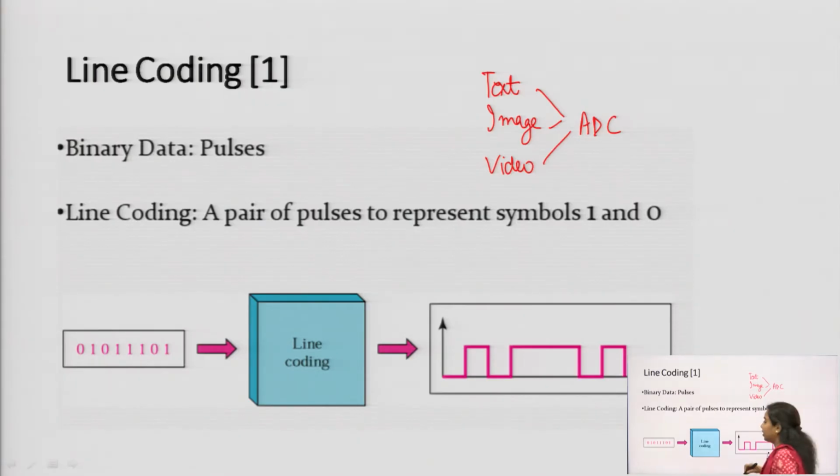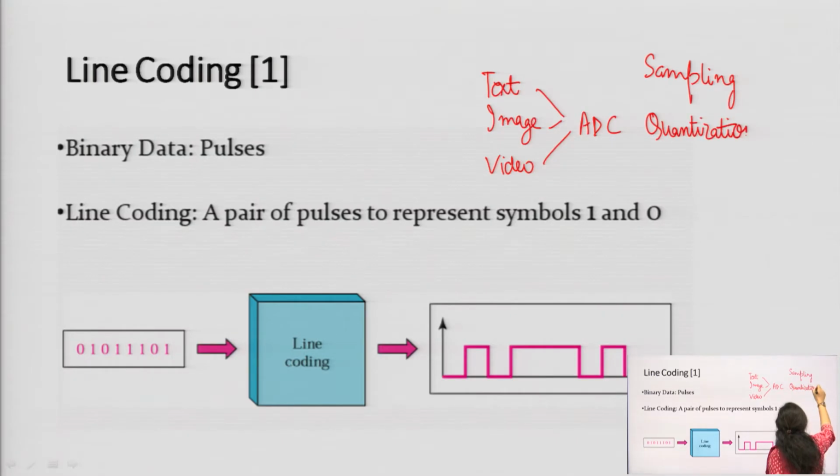Now, what is the operation involved in an ADC, analog to digital converter? We require 3 different steps present in the ADC: the first one is sampling, the second step is quantization, and the next step is encoding. These 3 steps are involved in any analog to digital converter.